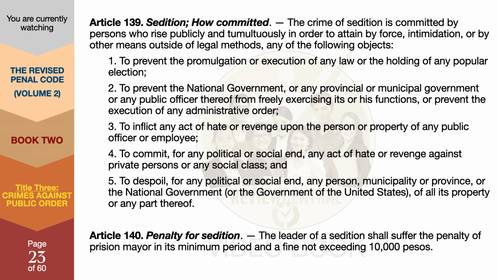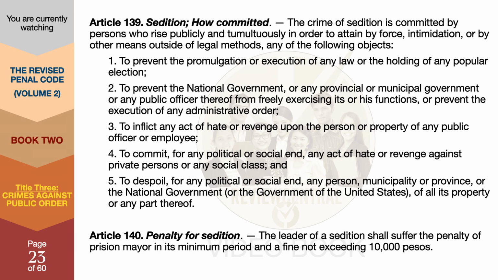3. To inflict any act of hate or revenge upon the person or property of any public officer or employee. 4. To commit, for any political or social end, any act of hate or revenge against private persons or any social class, and 5.